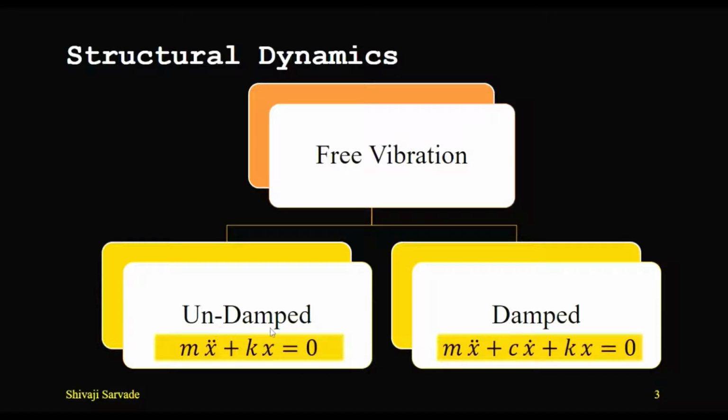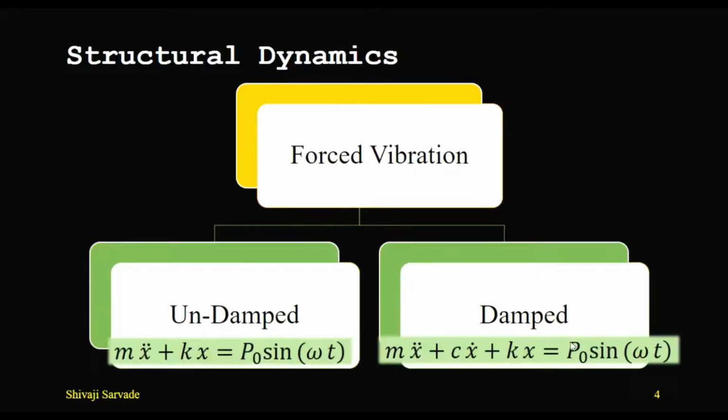If the system does not have any damping, the governing differential equation for undamped free vibration response is m x double dot plus k x equal to 0, and for damped systems it is m x double dot plus c x dot plus k x equal to 0. If the vibration is forced vibration, the right hand side of the equation is replaced by a force.